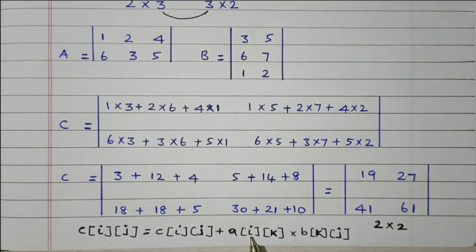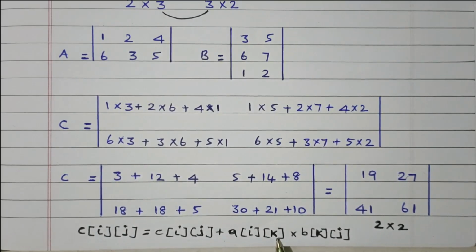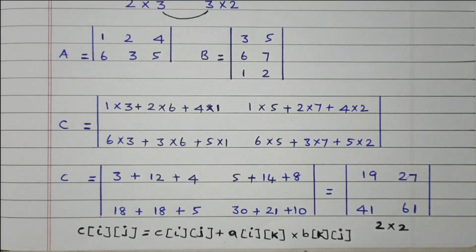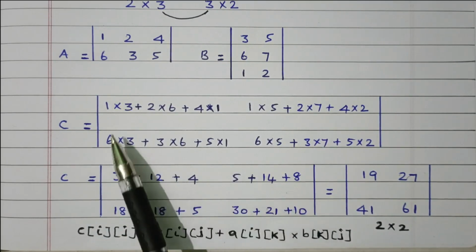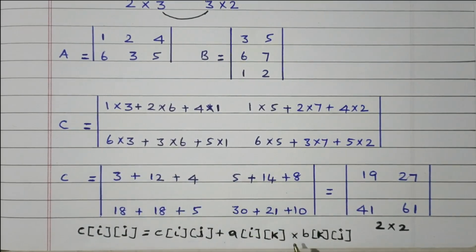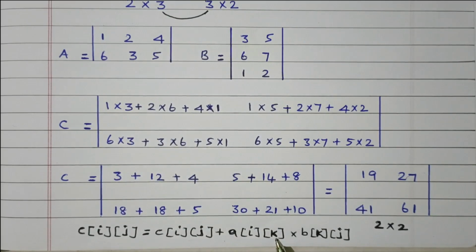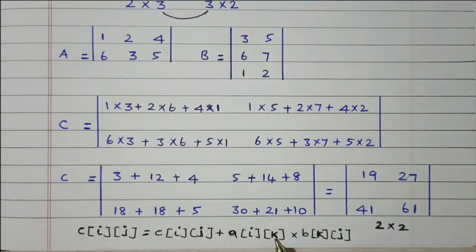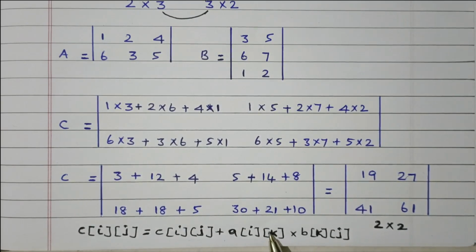Normally i refers to the row size, j refers to the column size. But here we need one more term. We need to multiply 3 times, so one more variable is introduced: k. A of ik into B of kj. Here we refer to the column, 3 column elements. Here we refer to the 3 row elements.